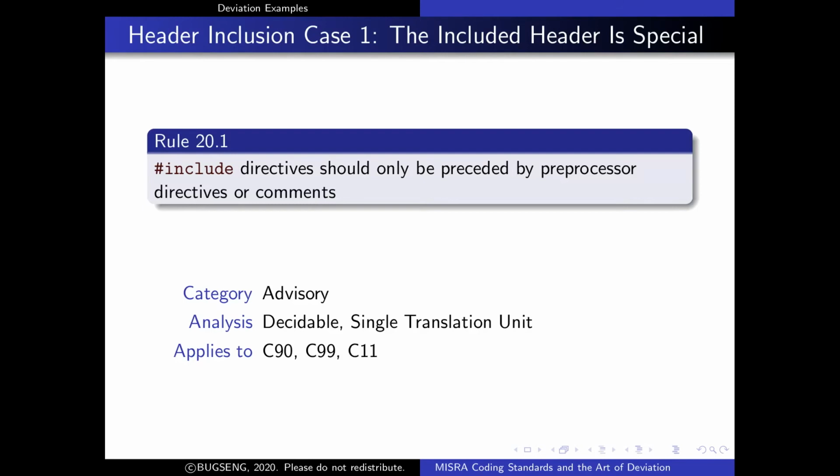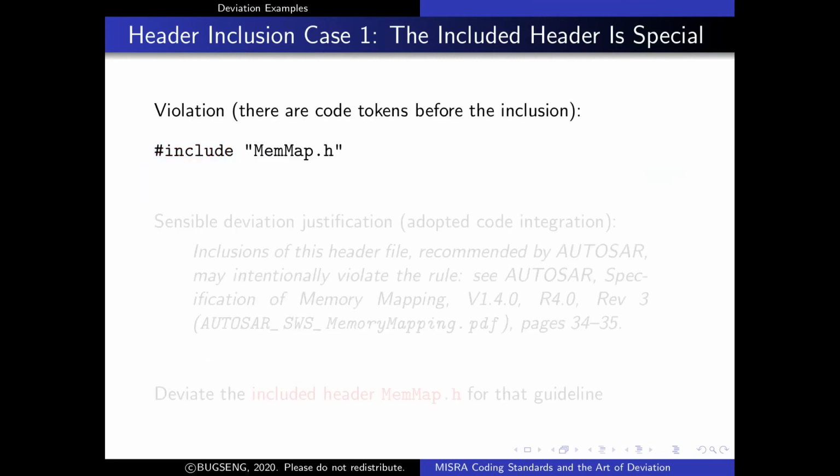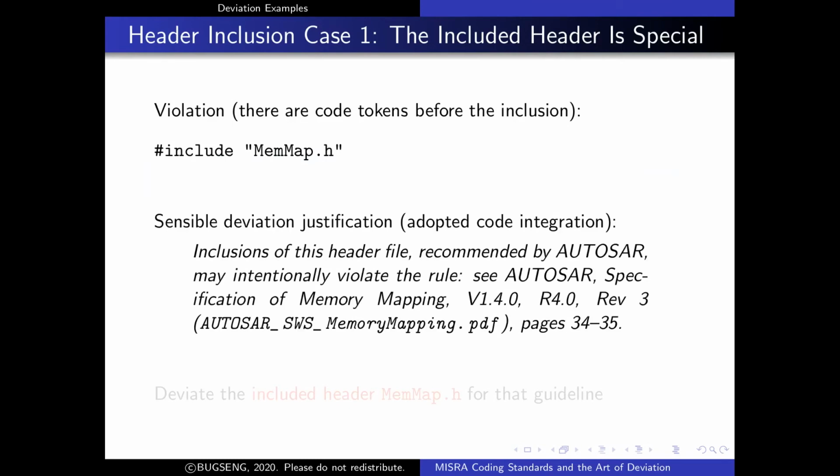Ideally, all header file inclusions should come at the beginning of the file, so you know where to look for them. However, there are sensible reasons to deviate. We see one. We have a header file called memmap.h, which is actually mandated by Autosar. This memmap.h may have to be included in places that are not at the beginning of a translation unit. So this is a good reason to deviate for adopted code integration.